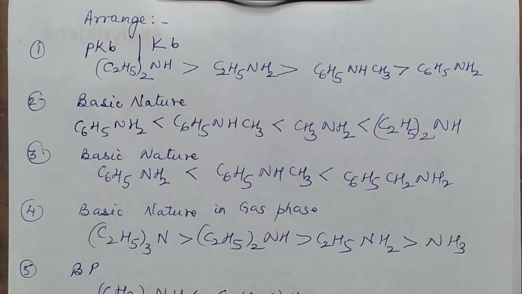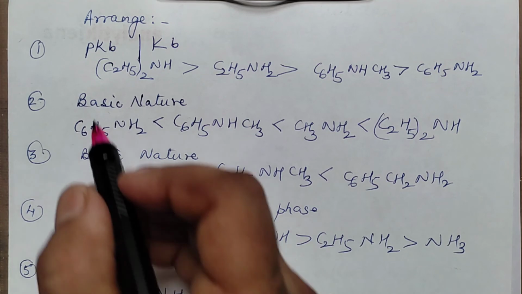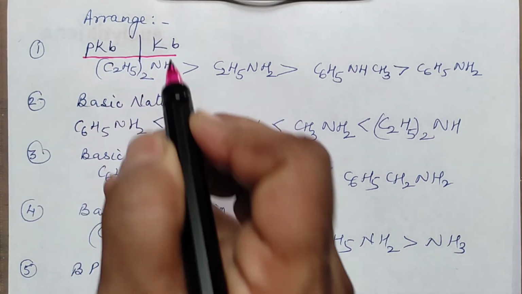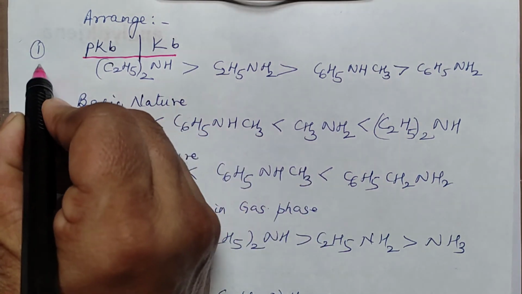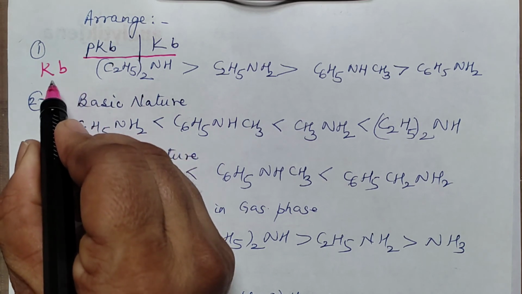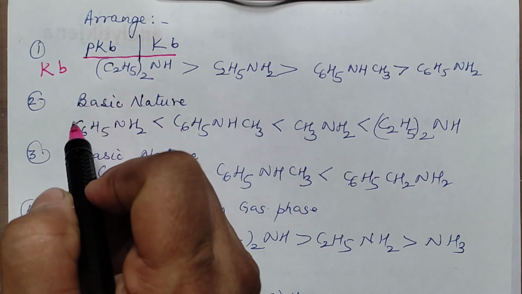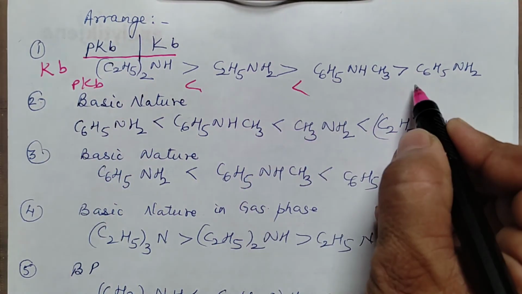Now this is the last question, which is very, very important. Arrange them. In amines, this is a very important question which can be asked. Arrange them in a particular order, maybe increasing or decreasing, on the basis of the property indicated. The first property is the Kb or pKb values. What I have arranged is on the basis of the Kb value. And if you want to arrange on pKb value, it will be reverse. In pKb value, this order will be completely the reverse.